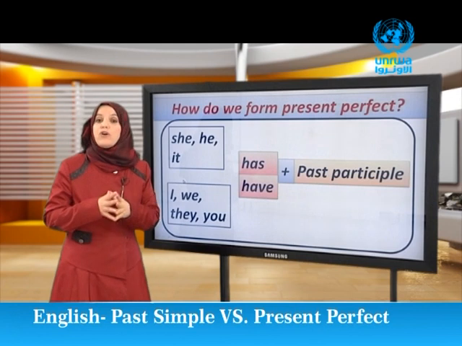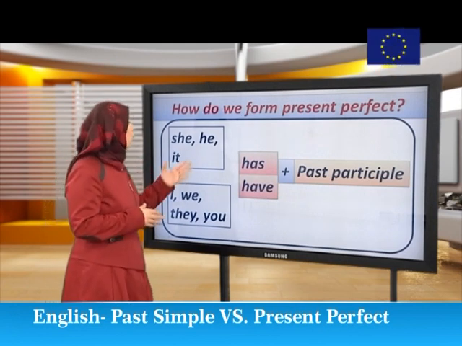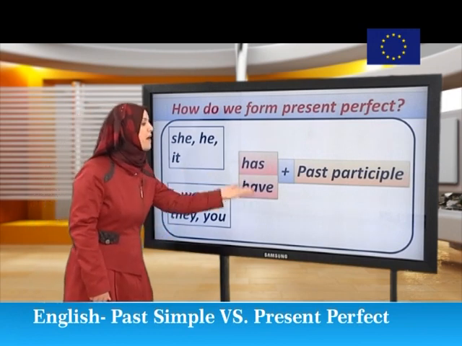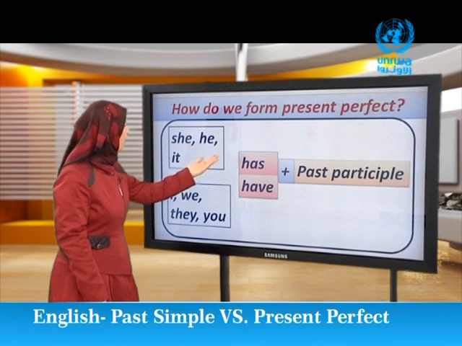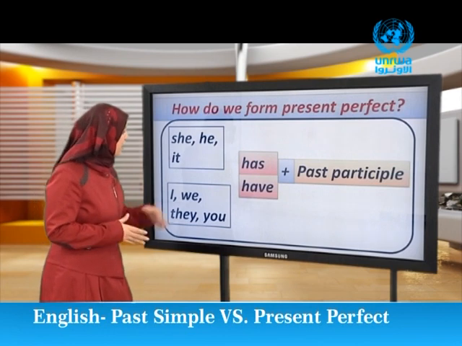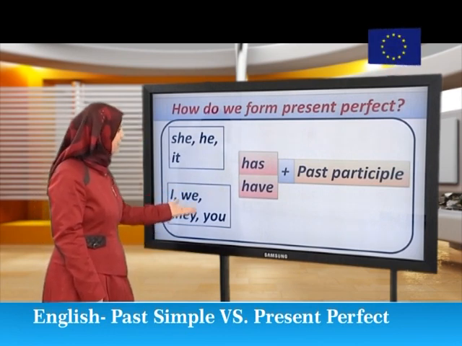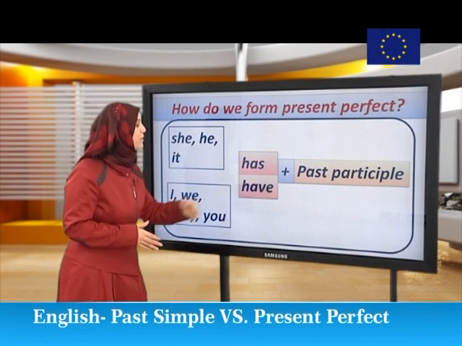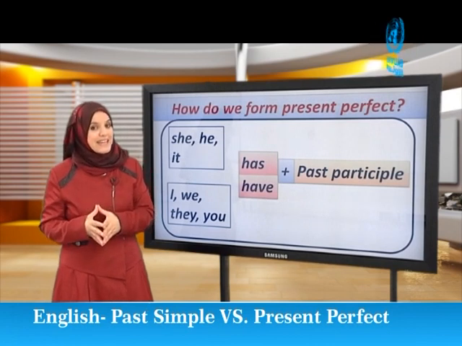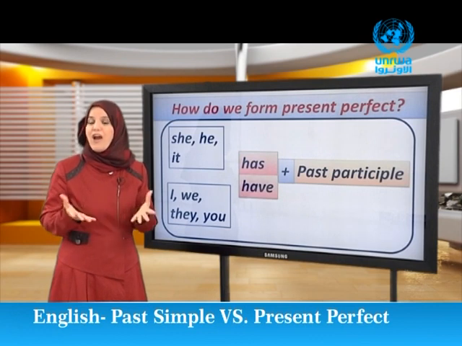Now, let's talk about the form of the present perfect tense. We form the present perfect with has or have plus the past participle. Now, has goes with the pronouns she, he, and it. Have goes with the pronouns I, we, they, and you. And remember, some verbs are regular, they form their past and past participle by adding ed, and some verbs are irregular. You have to learn them by heart.